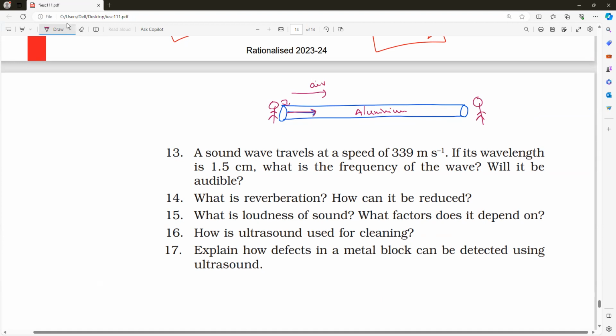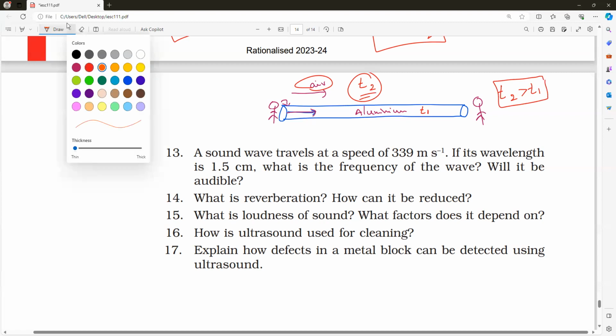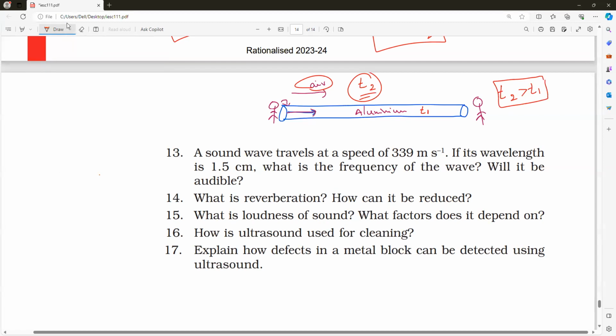Aluminium. So let the time taken by sound in aluminium be T1. Then in air, definitely it is T2. Am I right or wrong? Yes, please respond, everybody. Now, which is greater, T1 or T2? Definitely T2 is greater than T1. Will you all agree with me? Because T2 is in air. Is it right or wrong? Yes, sir. It takes much more time.